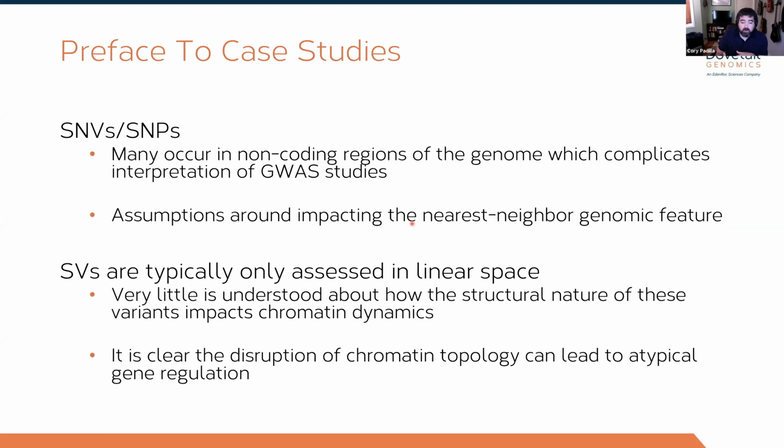And then when we get into structural variation, little is actually understood about how these structural variants impact chromatin dynamics and what exactly that structural morphology is changing in terms of how genes are being regulated. But what has been noted in the literature is it's quite clear that disruption of chromatin topology in general leads to atypical gene regulation. And so we're going to walk through a case study that kind of links that structural variation to alteration of genome topology and what that means for gene regulation. That really gets you to that phenotype that you're observing maybe through RNA-seq type data.